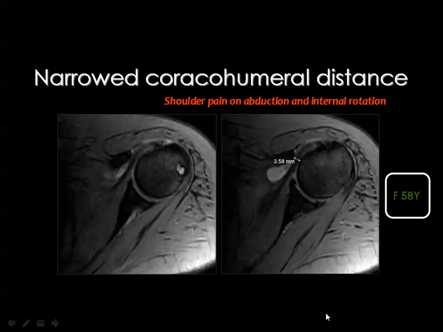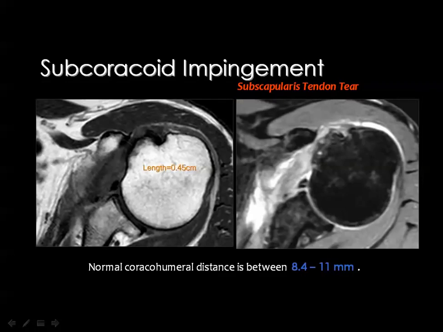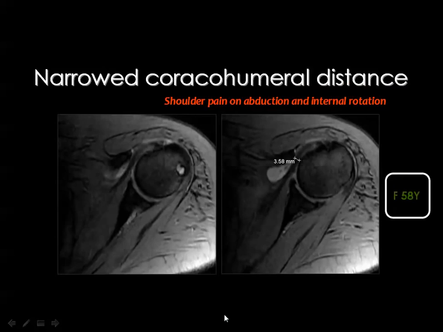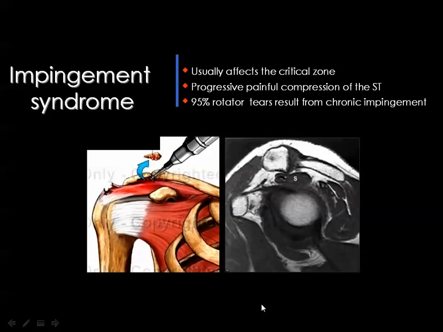Then the diagnosis of coracoid or subcoracoid impingement depends on the measurements of the distance between the coracoid and the humeral head. If it is smaller than 8 millimeters, then you consider this. And as I have mentioned, if you look carefully at the subscapularis tendon, it may be normal, but sometimes you get degenerative changes and even tears of the tendon itself.